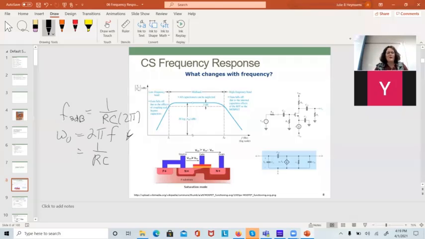Okay, so our 3 dB frequency is 1 over 2 pi RC, and our omega naught is 1 over RC. That is the capacitor times the equivalent Thevenin resistance that that capacitor sees.